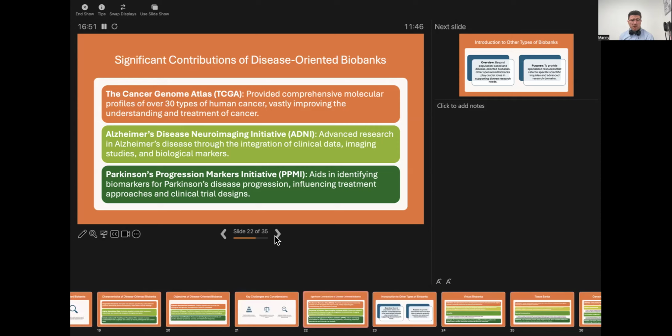An example of disease-oriented biobanks is the Cancer Genome Atlas, which comprises over 30 types of human cancer, the Alzheimer's Disease Neuroimaging Initiative, which contains Alzheimer's disease data through integration of clinical imaging and biological markers. And then another example could be the Parkinson's Progression Markers Initiative.